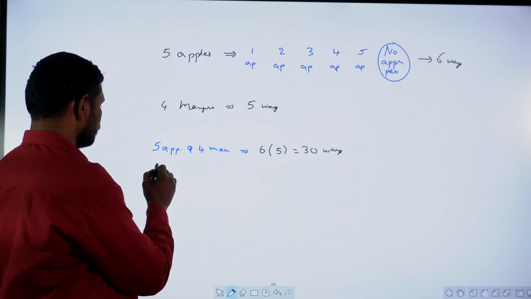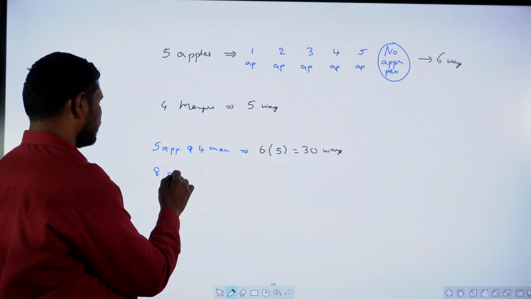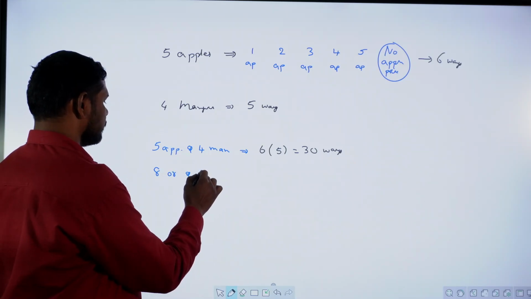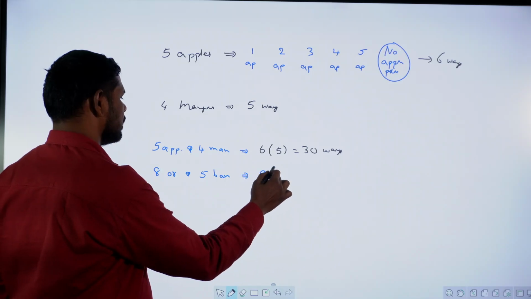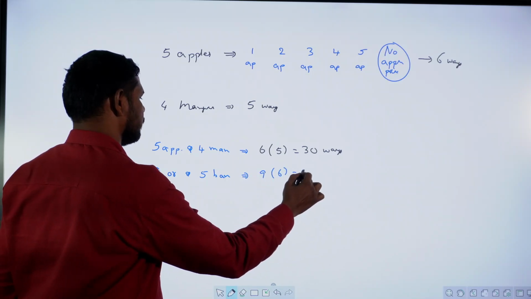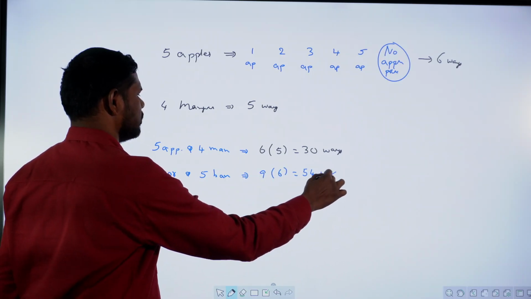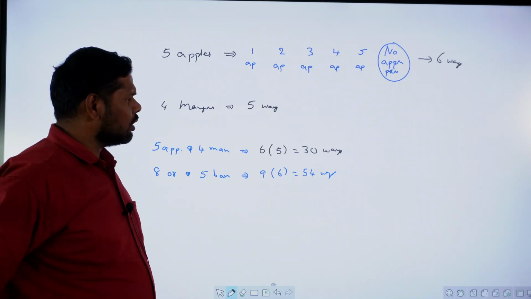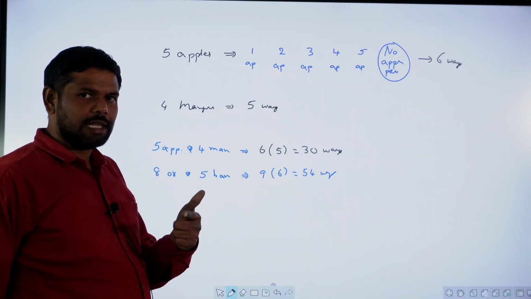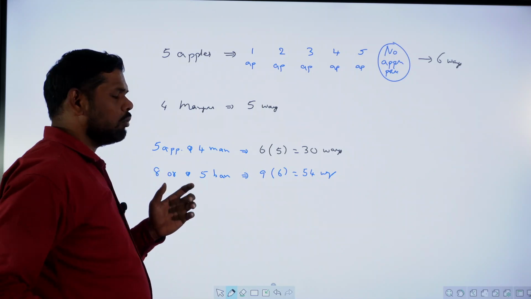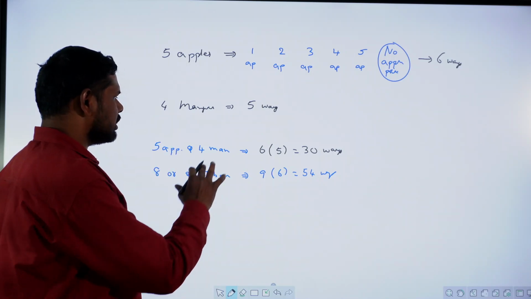Suppose 8 oranges and 5 bananas are there. Total how many ways? 9 into 6, 54 ways. Very simple. No selection of any fruit is also a way. That is the case. So like that, we need to analyze based on the question.